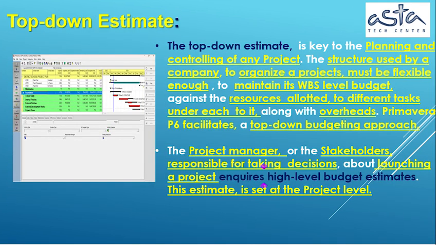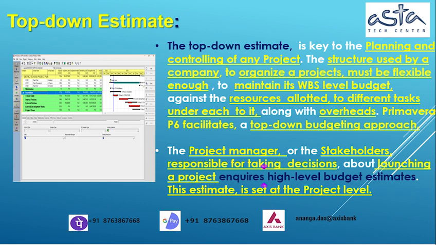Top-down estimate. The top-down estimate is key to the planning and controlling of any project. The structure used by a company to organize projects must be flexible enough to maintain its WBS level budget against the resources allotted to different tasks under each, along with overheads. Primavera P6 facilitates a top-down budgeting approach. The project manager, or the stakeholders responsible for taking decisions about launching a project, require high-level budget estimates. This estimate is set at the project level.